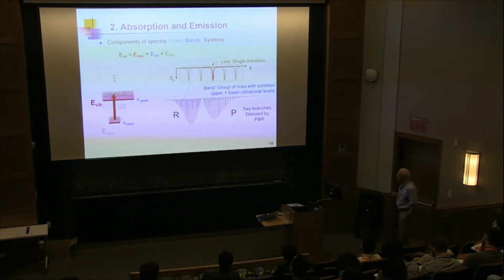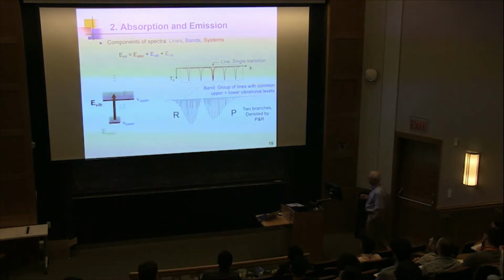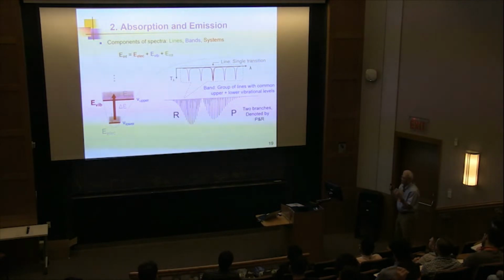Sometimes these lines group into patterns like this, where they get blended into what are called branches. We'll have terminology for these branches. For example, these are called R and P. We'll learn more about that later. They're almost like mirror images, reflecting the transitions between particular rotational quantum states in a given vibrational transition. So we would call these lines, and then bands. Two branches, actually.